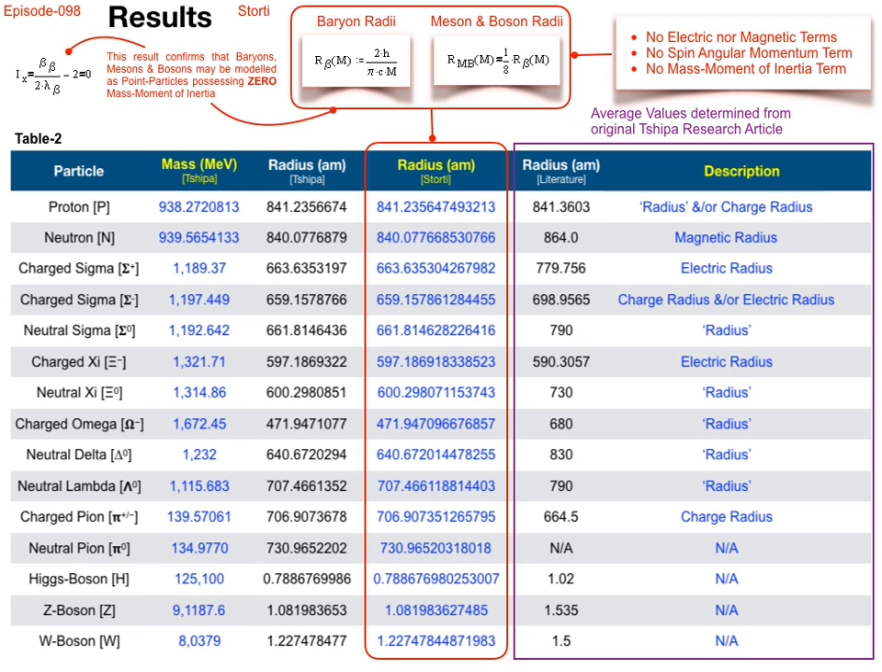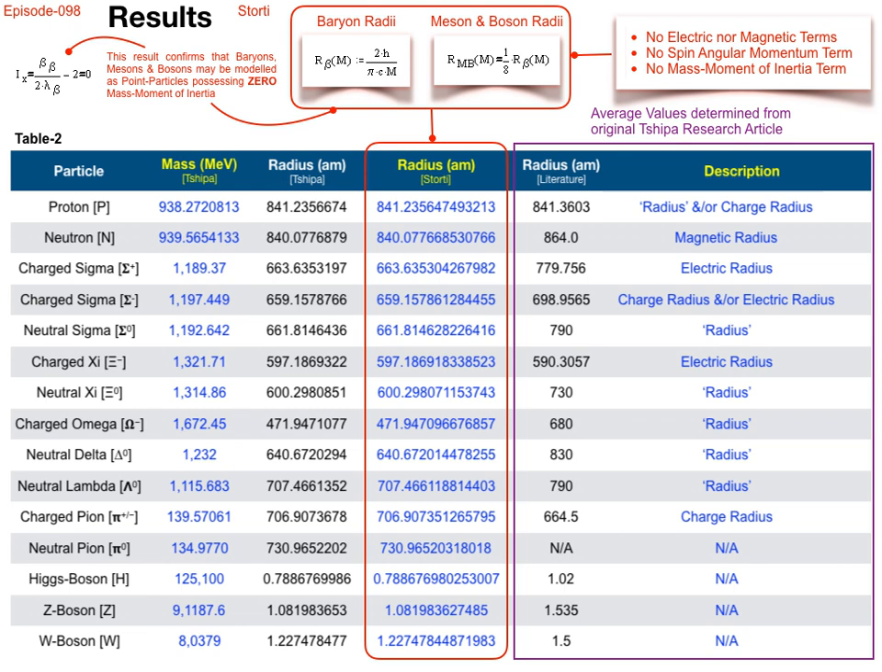This is extremely important because it invalidates Tshipa's propositions regarding particle spin and helicity. Number 4. Storti's particle radii equations do not contain a mass moment of inertia term. This means that all baryons, mesons and bosons presented may be modelled as point particles where the mass moment of inertia configuration coefficient I sub x equals 0.